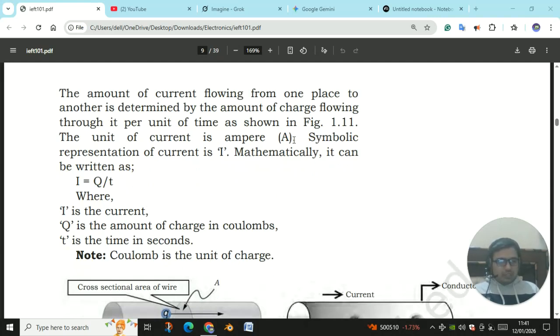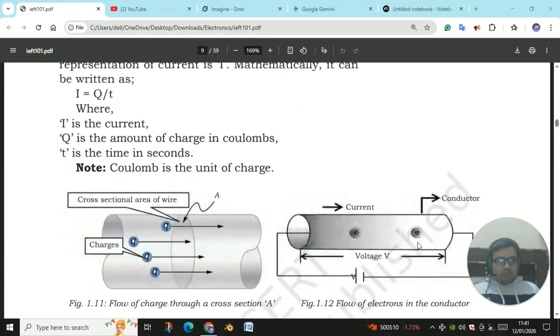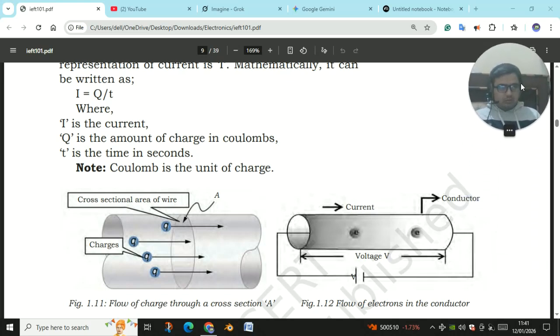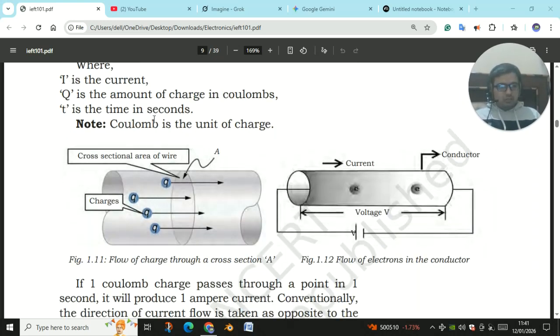The unit of current is ampere, symbol capital A. Symbolic representation of current is I, capital I. Mathematically it can be written as I is equal to Q upon T, where I is the current, Q is the amount of charge in coulombs, and T is the time in seconds. Coulomb is the unit of charge.